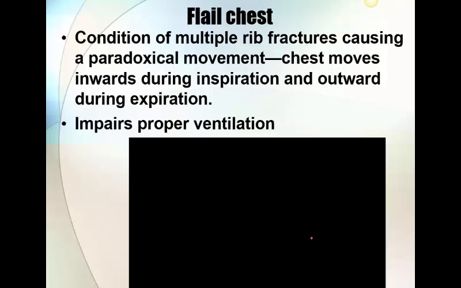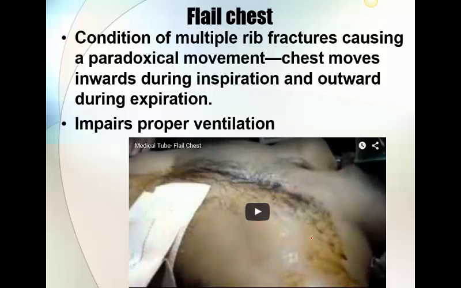Now sometimes ribs may be fractured and you get a condition called flail chest, and this happens when multiple ribs are fractured, and so it causes a paradoxical movement. Normally the chest moves out during inspiration and in during expiration, but this does exactly the opposite. So that's why it's called a paradoxical movement, and it impairs proper ventilation. It can be quite painful. So let's look at a video showing this.